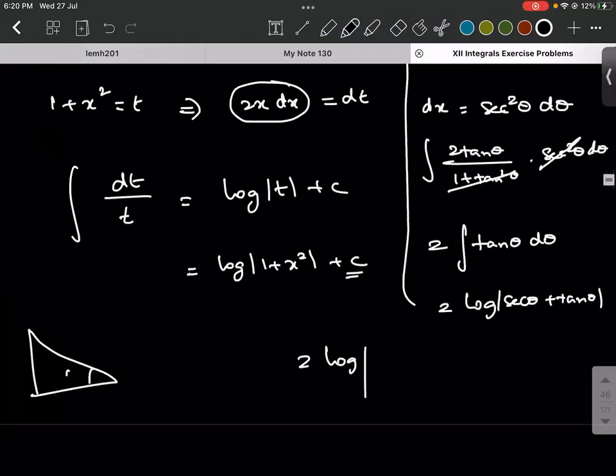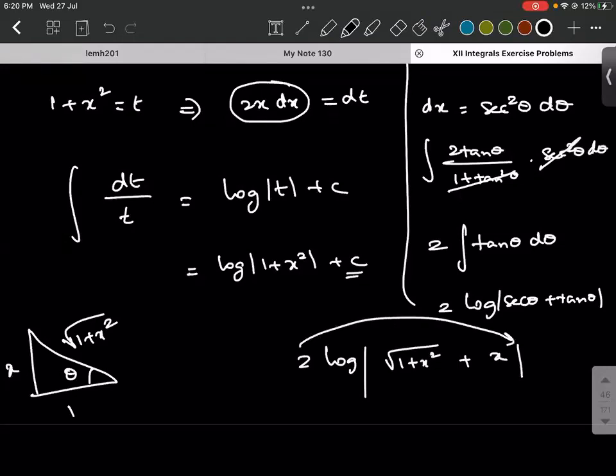Triangle. Secant theta is root of 1 plus x square. Is that right? Now you need to take this 2 to the power and then do it. You'll still get the same answer. That part I'm leaving it to you. But you understood the method. Right?